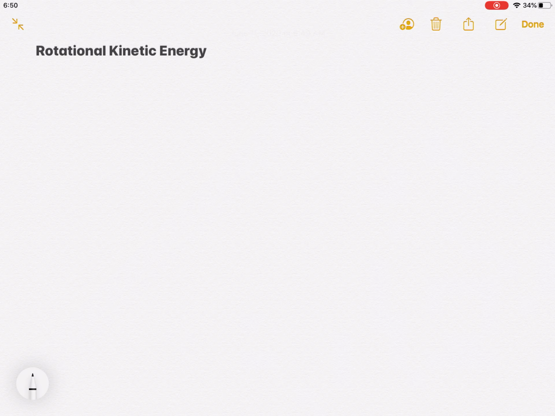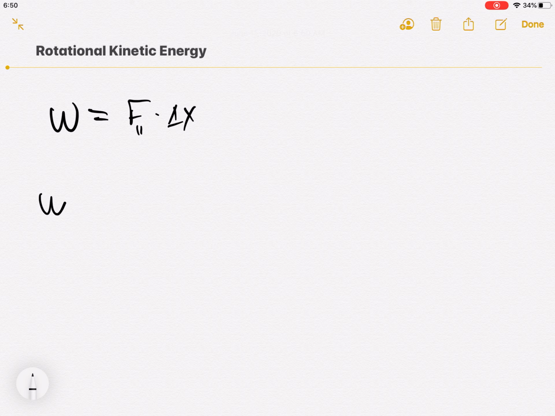Everything you can do in linear motion, you can also do in rotation. So, one of the things we did for linear motion was we talked about the work done by a force over some distance, right? So, work was force over distance, and it's force parallel. We can do the same thing, work done by a torque over an angular displacement.